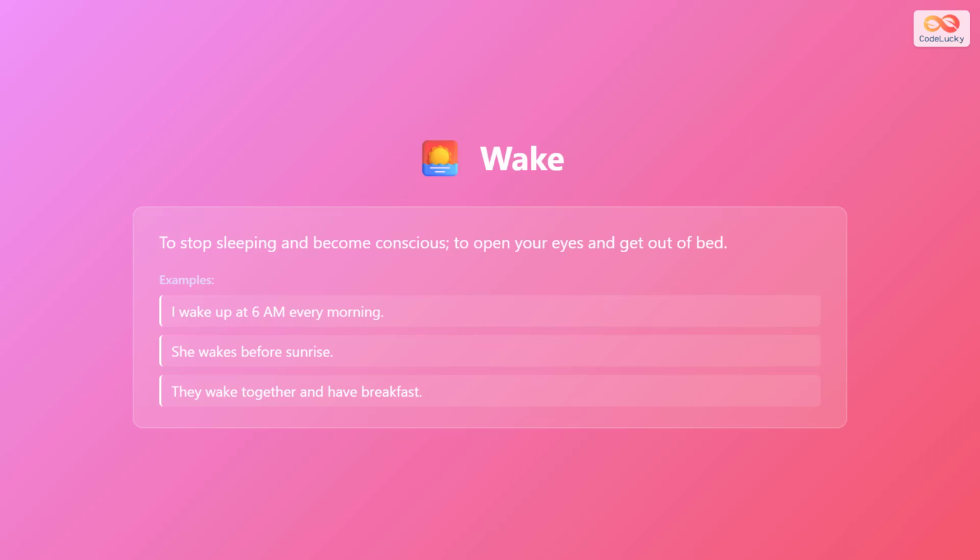The fifth verb is wake. Wake means to stop sleeping and become conscious. It means to open your eyes and get out of bed. When you wake, you stop sleeping. Examples: I wake up at 6 a.m. every morning. She wakes before sunrise. They wake together and have breakfast. With he, she, or it, we add an S to the verb, wakes.